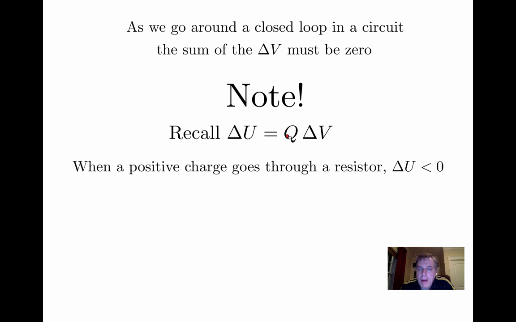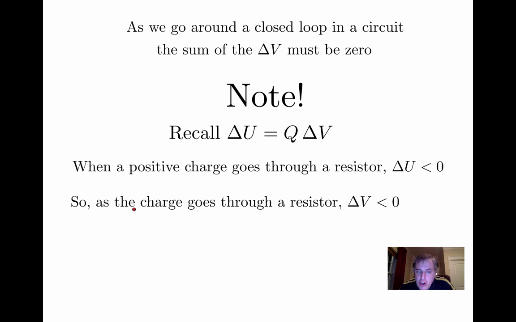So if Q is positive, now what happens when the charge goes through a resistor? A charge that goes through a resistor, whether it's positive or negative, always loses energy. That's energy that goes into heat or light. So when a charge, here I should have said a positive or negative charge, goes through a resistor, it loses potential energy, which means that delta U is negative. Now, if Q is positive, okay, so delta U is negative. Then for a positive charge, as a charge goes through a resistor, delta V must be negative also, right?